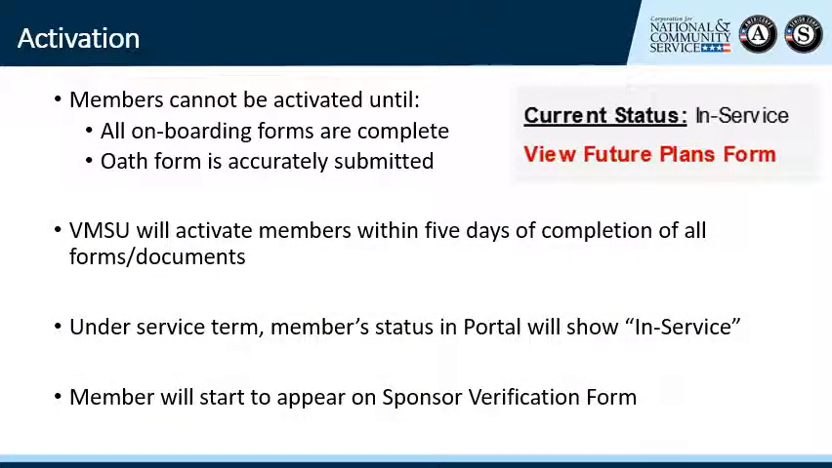Once an individual who has been approved for service, completed all of their onboarding requirements, showed up for their first day of service, and attended a VMO, they can then be activated. The VMSU will activate members within 5 days of completion of all of their forms and documents, and under the service term, members' status will now show up as in service. They will also start to appear on the sponsor verification forms.